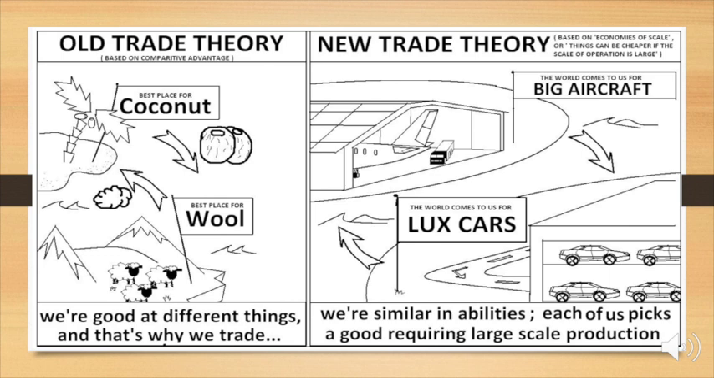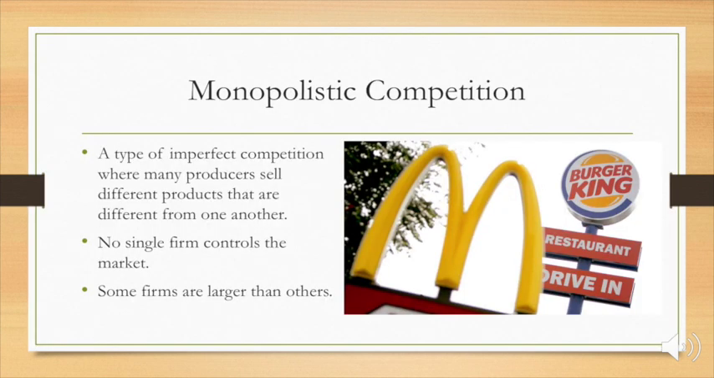On the other hand, new trade theory is where countries can be similar in abilities, but they tend to pick a good that requires large-scale production, and they focus on that good, and a lot of places from around the world can come to them for that particular good. As we can see, luxury cars, we can relate that to the Germans. They're known for their luxury cars. Aircraft, the United States is pretty big with aircraft. So these are just a few examples of new trade theory in the world today.